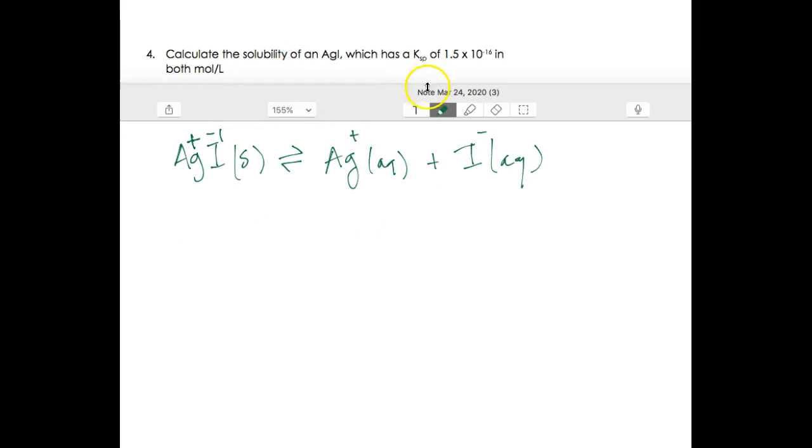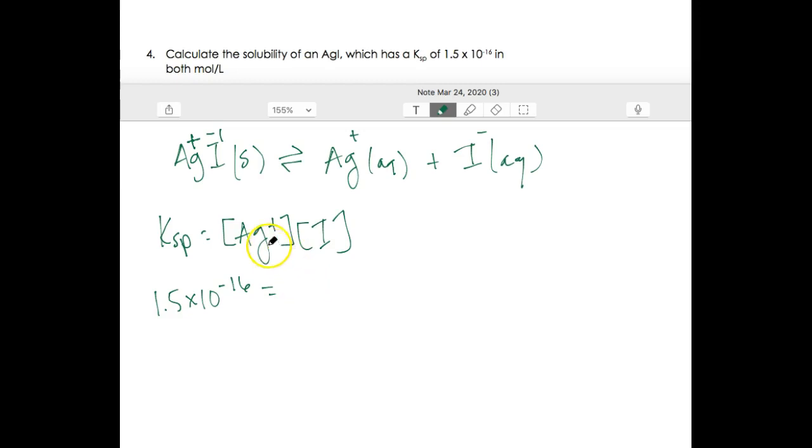Here, this question is a little different because it's not asking for KSP now, it's giving us KSP. We could write our expression and go from there. So we're going to write our expression. KSP is the concentration of silver times the concentration of iodide. And we know what KSP is. It's 1.5 times 10 to the -16. We don't know what silver is. We don't know what iodide is.